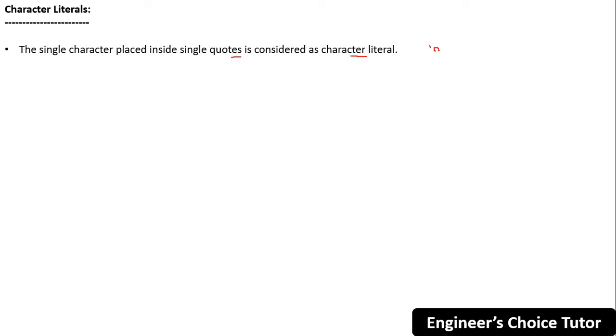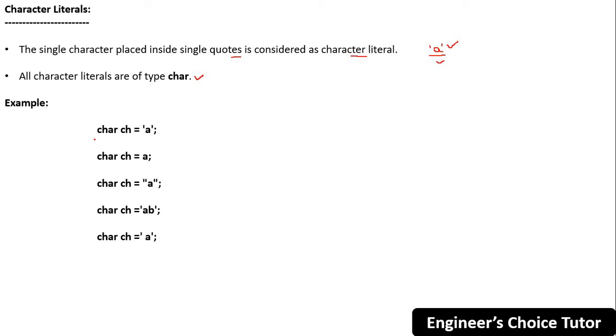Now let's see another, that is character literal. A single character placed inside single quotes is considered a character literal. For example, like this, a single character inside single quotes is called a character literal. So all character literals are of which type? Char type. So all character literals are of char type. Example, we have char ch is equal to, in single quotes, a. It is 100% valid, right?